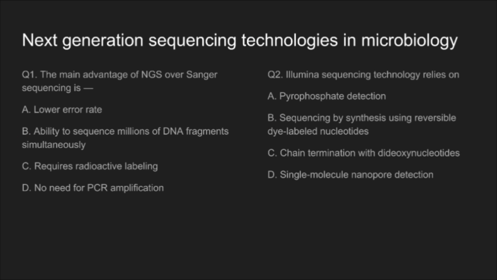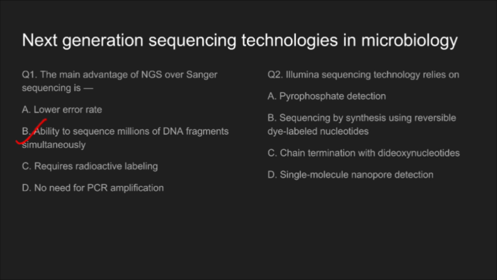Now let's move towards the next generation sequencing technologies in microbiology. So the first question for this is, the main advantage of NGS over Sanger sequencing is A, lower error rate, B, ability to sequence millions of DNA fragments simultaneously, C, requires radioactive labeling, D, no need for PCR amplification. So the correct answer is option B, ability to sequence millions of DNA fragments simultaneously.